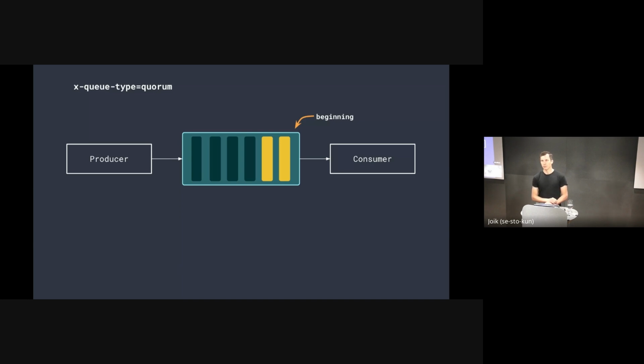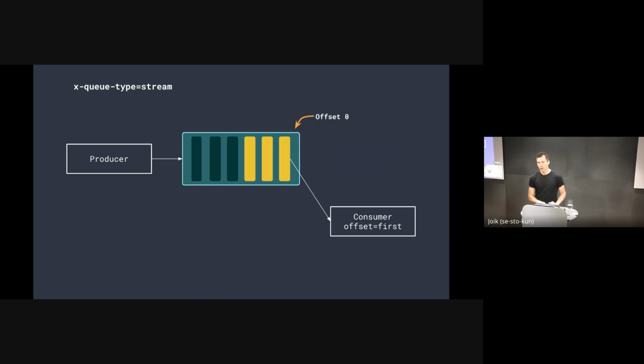It has to start here from the beginning, but it would be nice to start reading, skip all the messages down in the queue and start reading from the first one coming from the producer. So, the answer to this is RabbitMQ Streams, or Streams. It was introduced in RabbitMQ 3.9, so it's been around for 3 years.